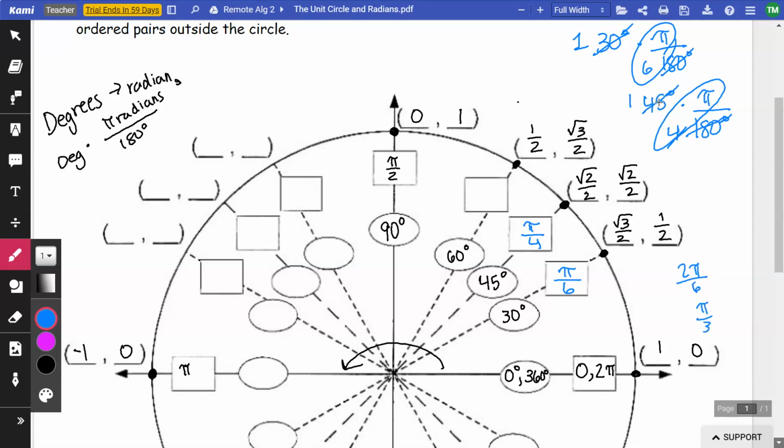Well, let's see if we're right using our conversion. So let's take 60 degrees times pi over 180 degrees. Again, our degrees cancel. 60 goes into 60 once, 60 goes into 180 3 times. Check it out. It is pi over 3.